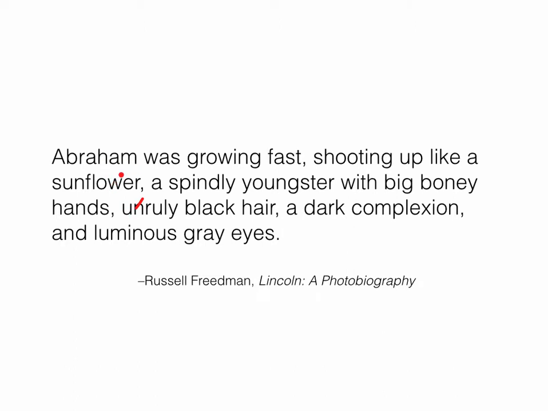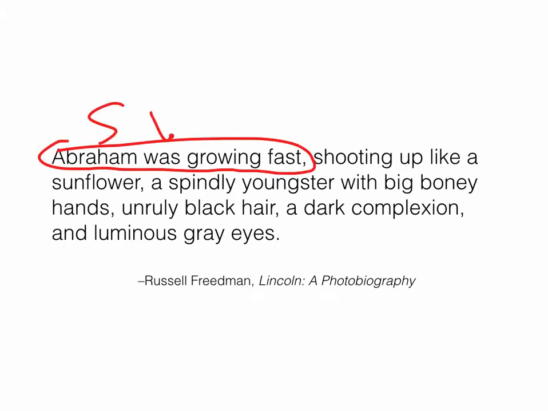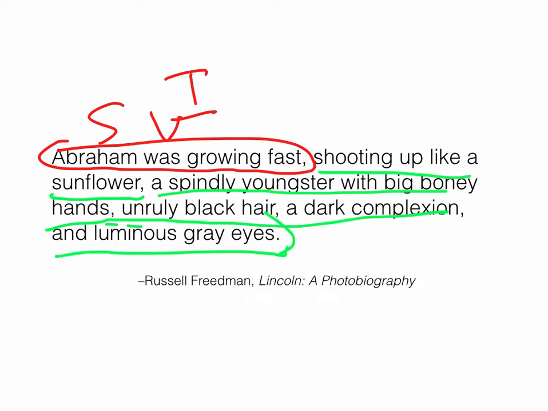Another one, Abraham was growing fast, shooting up like a sunflower. All right, so I've got my sentence right here because I've got the subject, Abraham, and the verb was. This is my independent clause, and I'll identify the dependent clause as shooting up like a sunflower, a spindly youngster with big bony hands, unruly black hair, a dark complexion, and luminous gray eyes. So there's actually two here. So this one and this one. So shooting up like a sunflower is describing him. And then this one, we've got some commas here, but these commas are here to separate items in a series. This would actually just be considered one dependent clause.